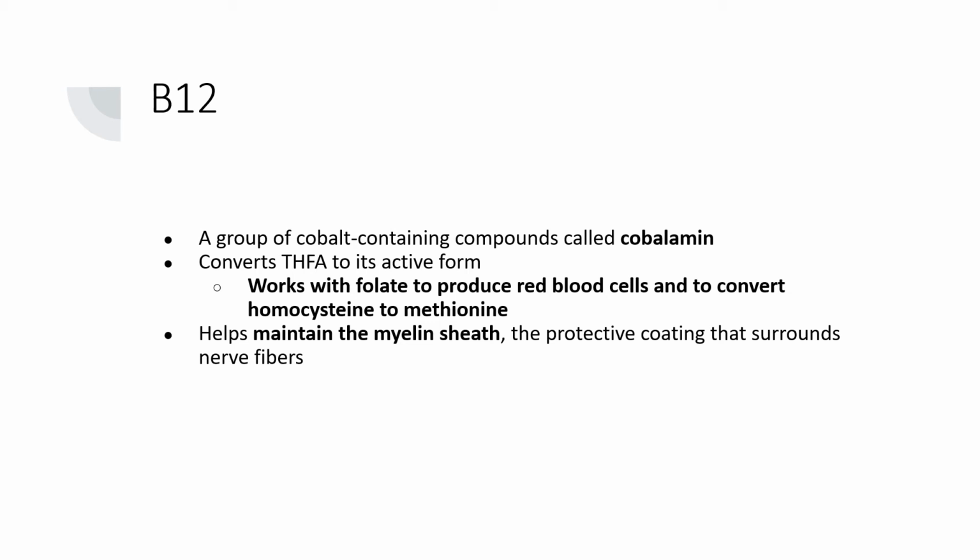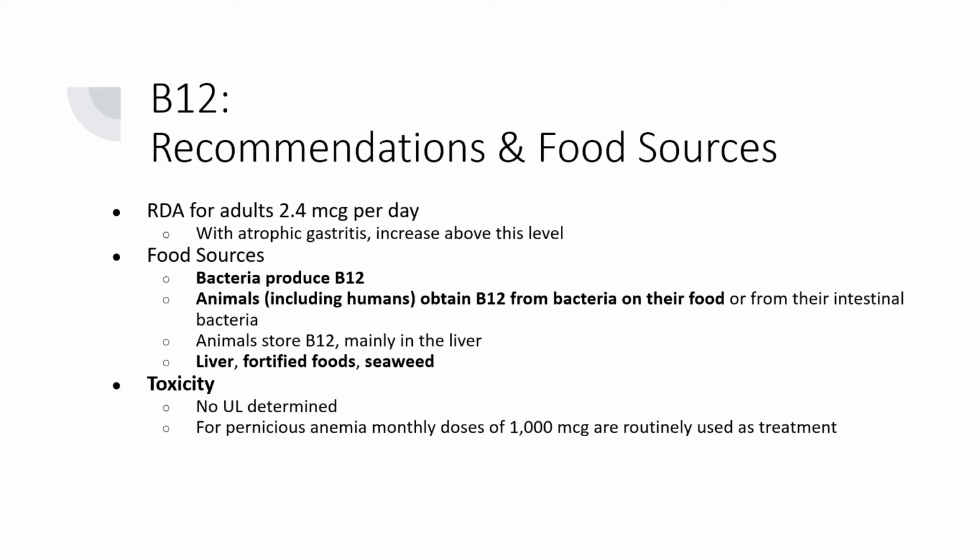Cobalamin and folate work together to produce healthy red blood cells and to convert homocysteine to methionine, thus reducing homocysteine levels. And then B12 is unique or different from folate in that it also helps maintain the myelin sheath, which is the protective coating around our nerve fibers in the brain. The RDA for B12 is 2.4 micrograms per day, and anyone experiencing atrophic gastritis would have an increased need for B12.